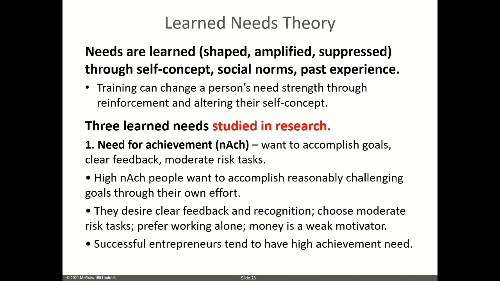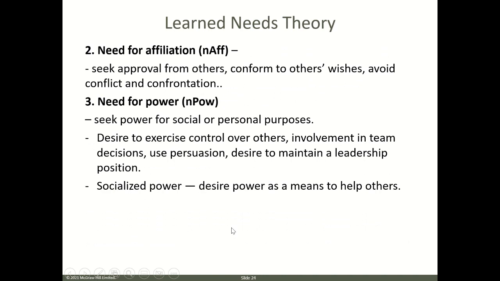Needs can be amplified, meaning they can be increased, and they can be suppressed, meaning the need can be reduced. I don't want this one, that is not my priority. My priority is something else, not a car now. Sometimes a car may be a priority for someone, but for other people it is not. So three learned needs are studied in the research: need for achievement, need for affiliation, and need for power.